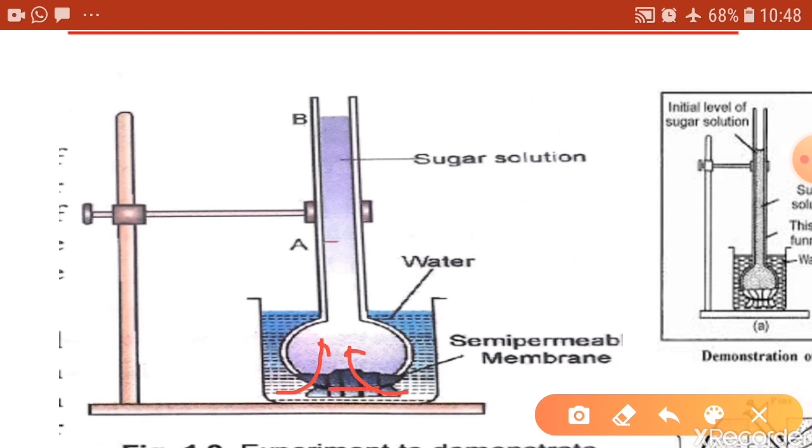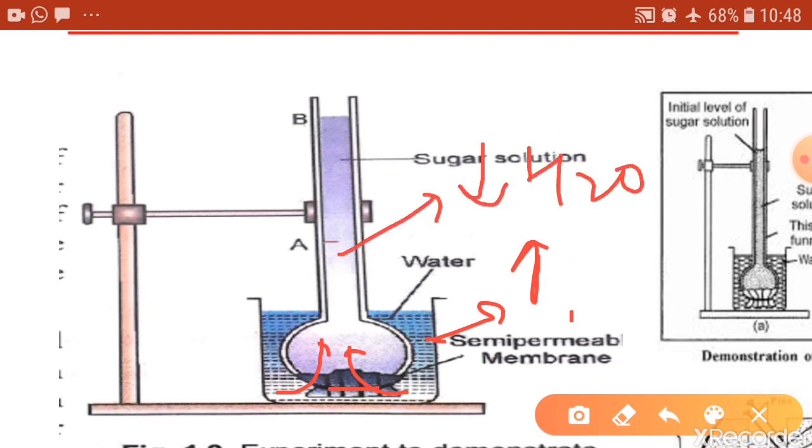And this happens because the concentration of free water molecules in the beaker is much higher when compared to the water in the thistle funnel. So this activity clearly demonstrates osmosis.